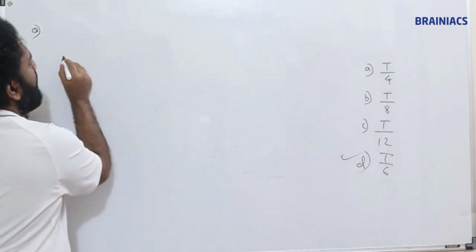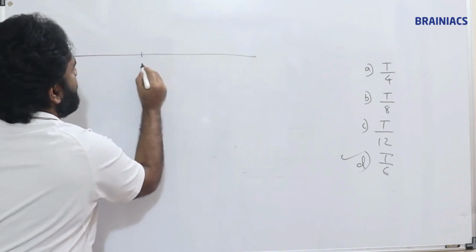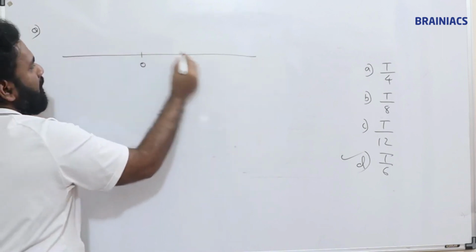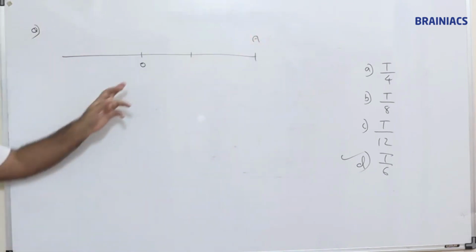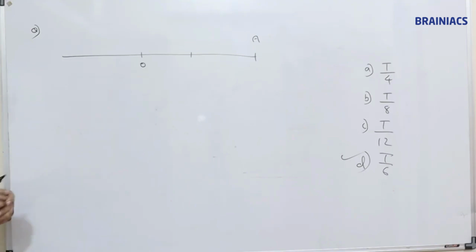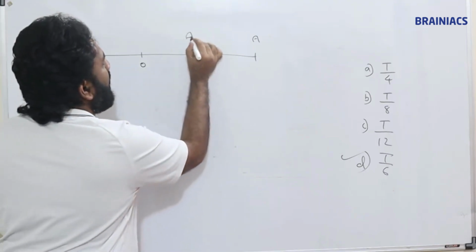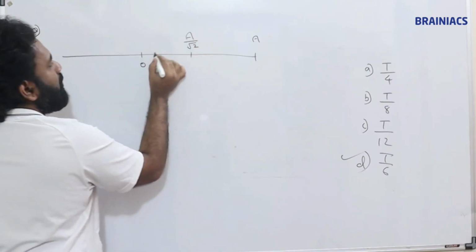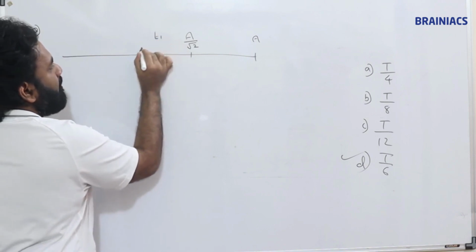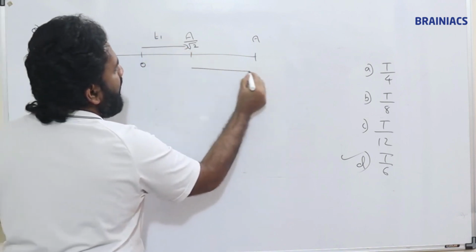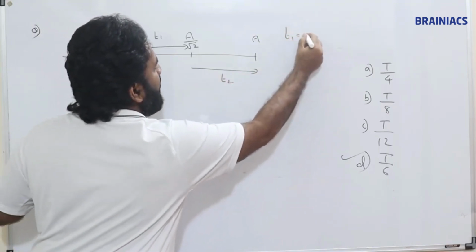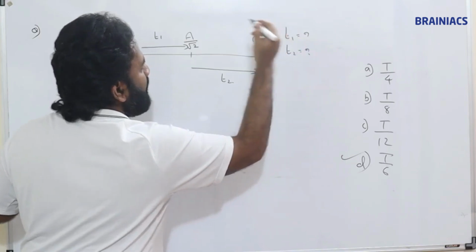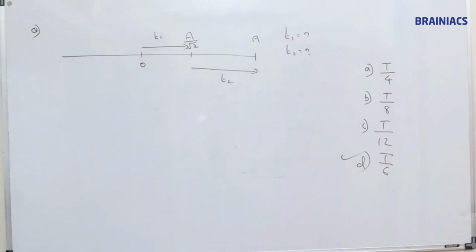Okay, another question. Another SHM. This is the mean position, and this is the amplitude. From mean position to A by root 2, let this time be T1, and from A by root 2 to A, let this be T2. So what is T1? What is T2? This is the question. Hope this is easy for you.